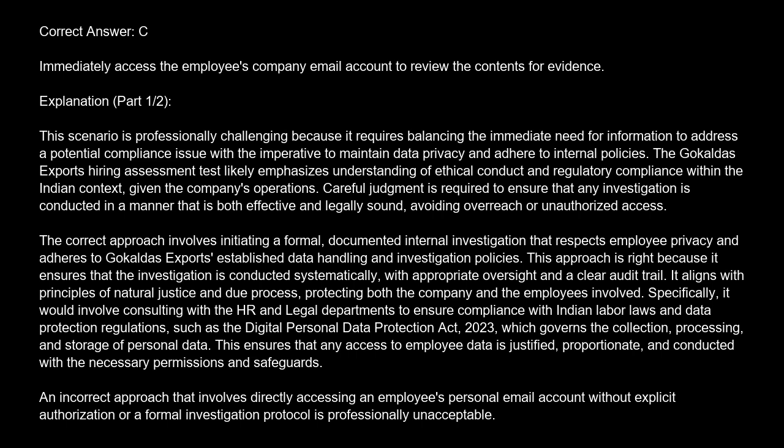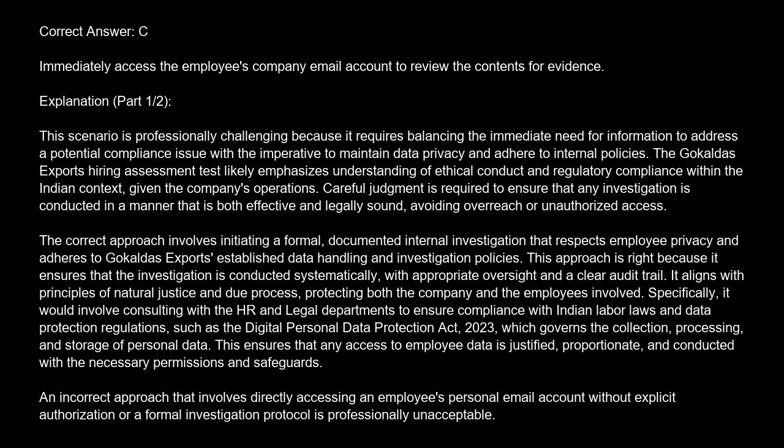The correct approach involves initiating a formal, documented internal investigation that respects employee privacy and adheres to Gokaldas Exports' established data handling and investigation policies. This approach is right because it ensures that the investigation is conducted systematically, with appropriate oversight and a clear audit trail. It aligns with principles of natural justice and due process, protecting both the company and the employees involved.